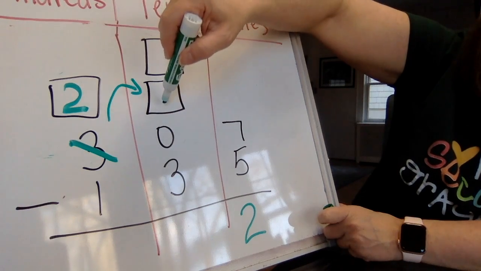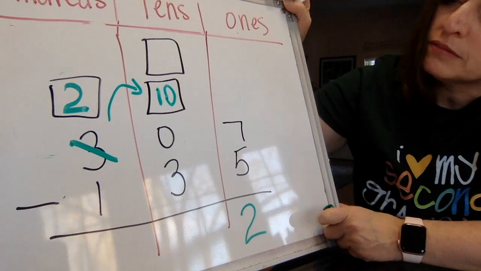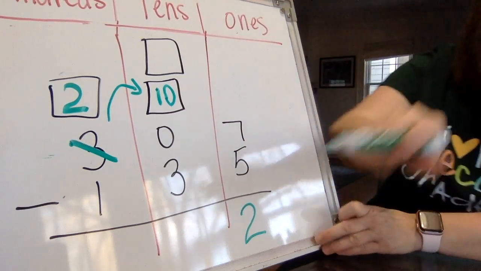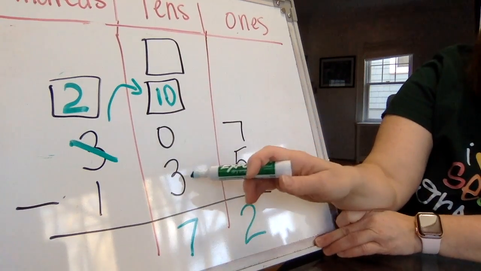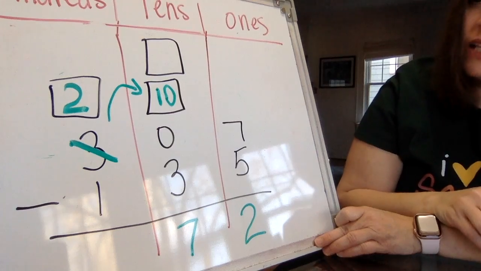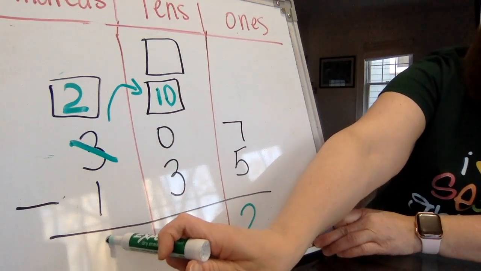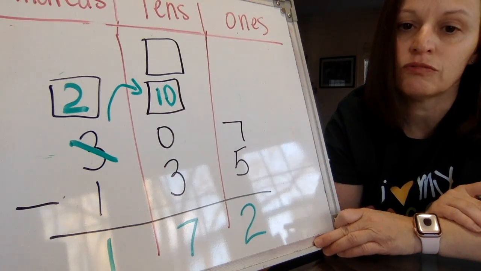So 0 tens plus 10 tens is 10. So I have 10 minus 3 now. 10 minus 3 equals 7. So 10 tens minus 3 tens equals 7 tens. And 2 hundreds minus 1 hundred equals 1, making the answer 172.